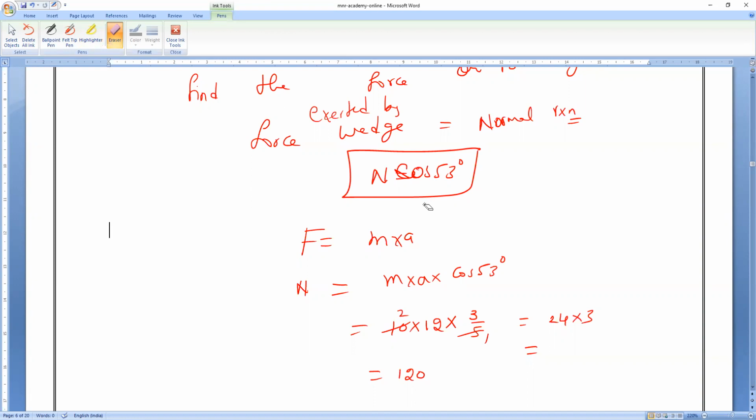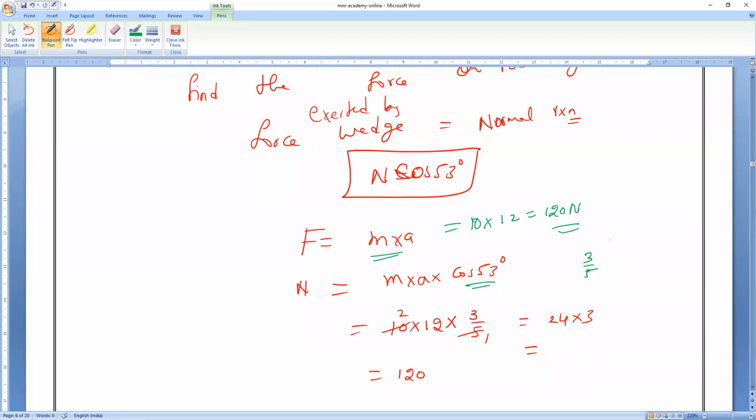The mass of the wedge is 10 kg. The acceleration is 12. So if I multiply that, I'll get force equal to m a. So 10 into 12 equals 120 newtons. Am I right? Yes, sir. Then it is acting at a 53-degree angle. So a 53-degree angle means 3 by 5. So if you solve that one, how much will it come?